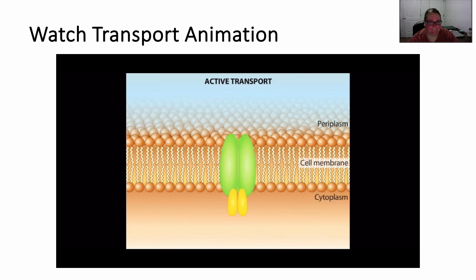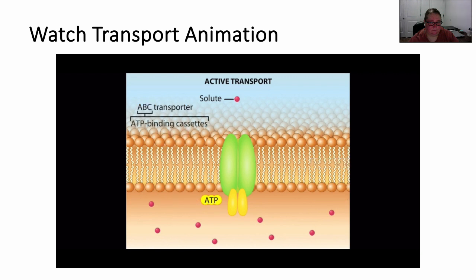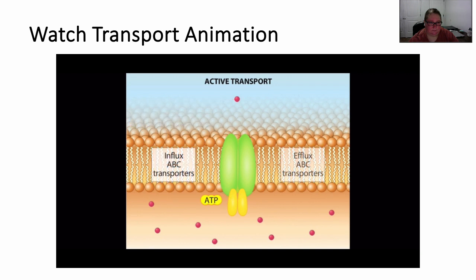Another way cells fuel active transport is by the use of ATP to move solutes uphill against their concentration gradients. The largest family of energy-driven transport systems are the ABC transporters, named for their ATP binding cassettes. There are two main types of ABC transporters, influx and efflux. Influx ABC transporters carry critical nutrients such as sugars, amino acids, and minerals. Efflux ABC transporters expel hazardous wastes and are generally used for removing antibiotics from the cell.